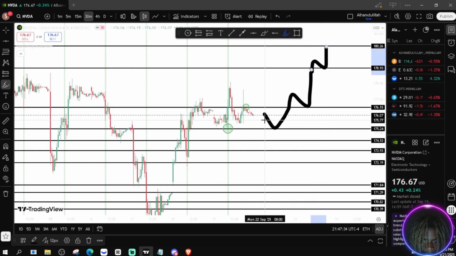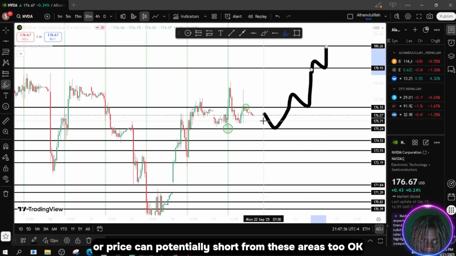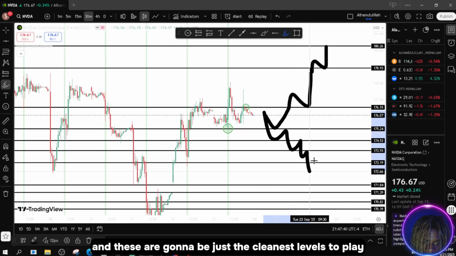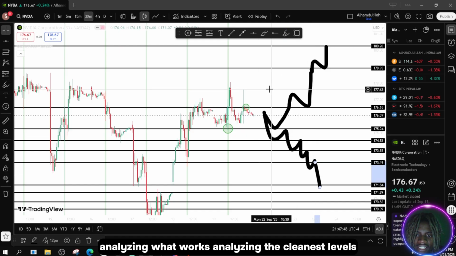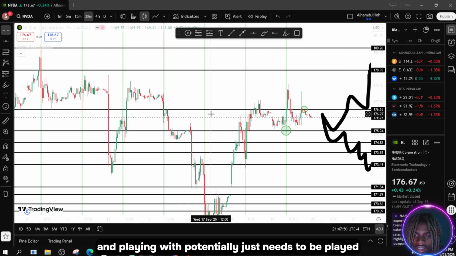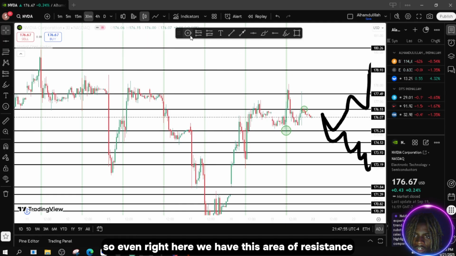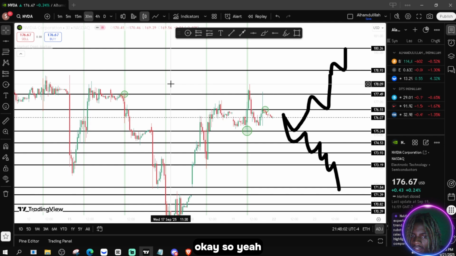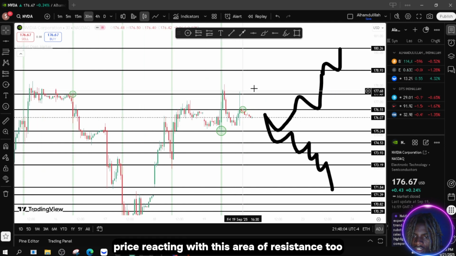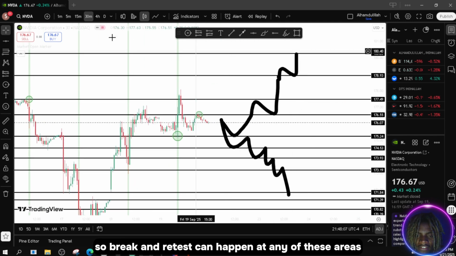Or price can potentially short from these areas too. Resistance mirrors, and these are going to be the cleanest levels to play a lot of the times. So it's about taking your time, analyzing what works, analyzing the cleanest levels, and playing what potentially just needs to be played. So even right here, we have this area of resistance. So right here. Okay, so yeah, price reacting with this area of resistance too. So break and retest can happen at any of these areas.